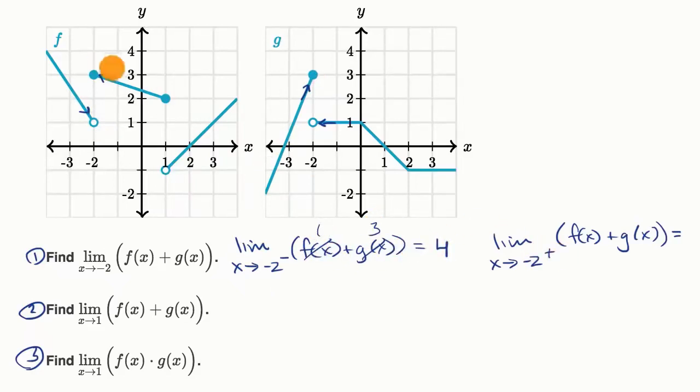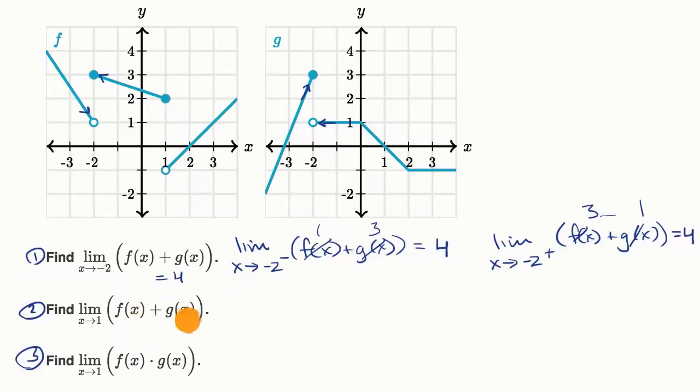And if we're coming from the right, f of x looks like it's approaching 3, and g of x looks like it is approaching 1. And so once again, this is equal to 4. And since the left and right-handed limits are approaching the same thing, we would say that this limit exists, and it is equal to 4. Now let's do this next example, as x approaches 1.